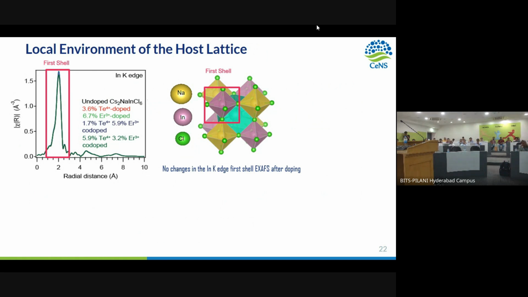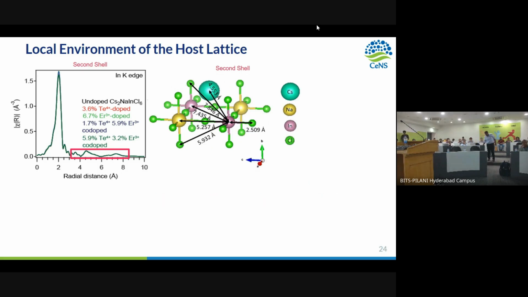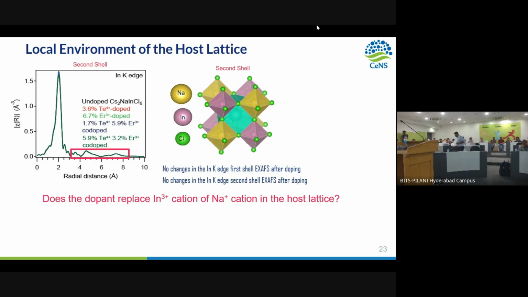That means it is representing the indium chlorine octahedra information. So there is no change after doping in this indium chlorine octahedra. Not only that, the second shell, which is presented in this region, also does not show any change in this bond length. They are exactly matching on top of each other.